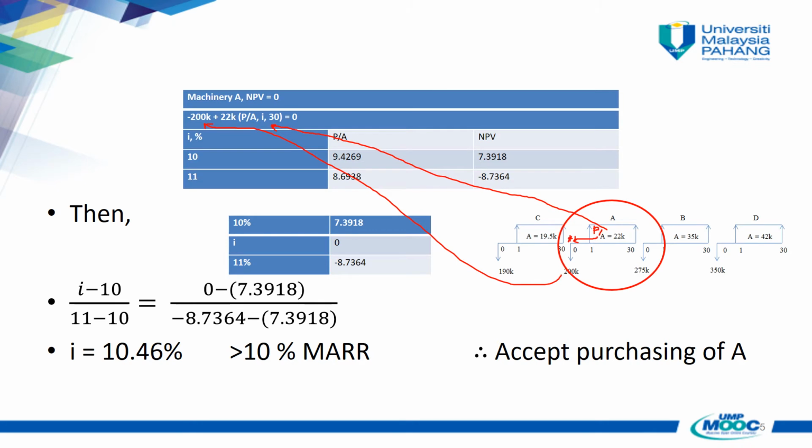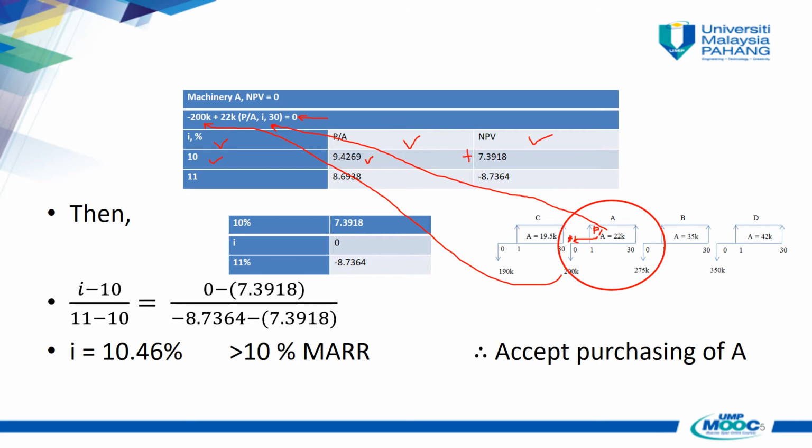Today, at year 0 equal to 0, and then the next step is we construct the table of interest rates: P over A and NPV according to our NPV here. And then I put 10% as my first value for project A. Once I put this 10%, the value from the compound interest table is 9.4269, and after we make calculations, the NPV is positive, positive 7.